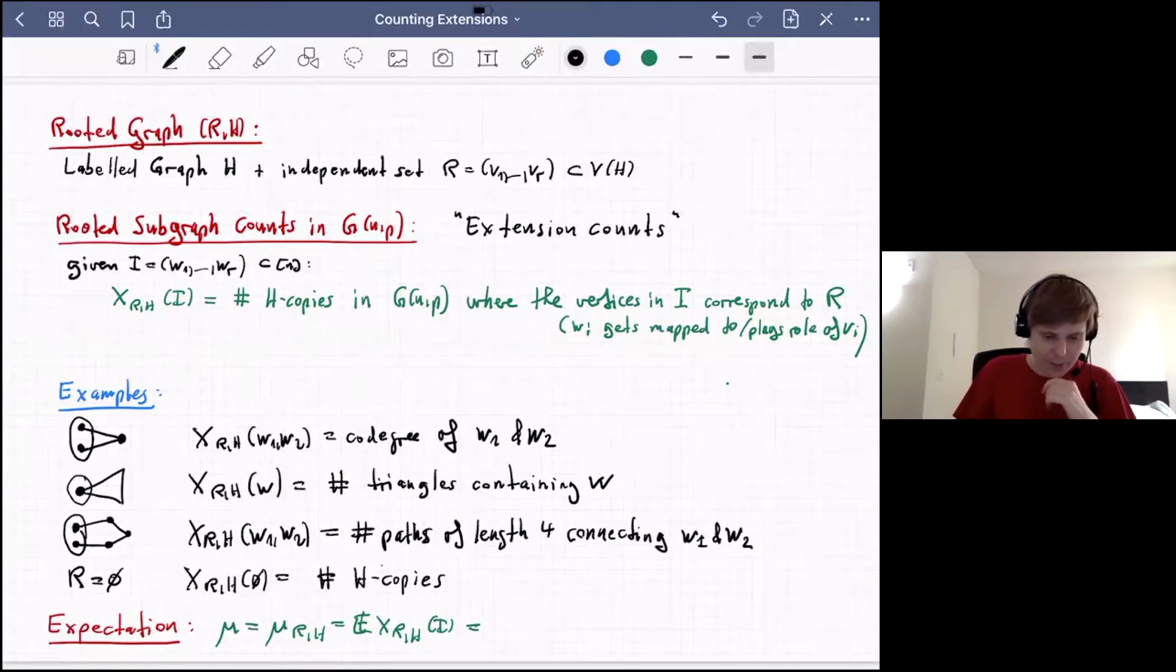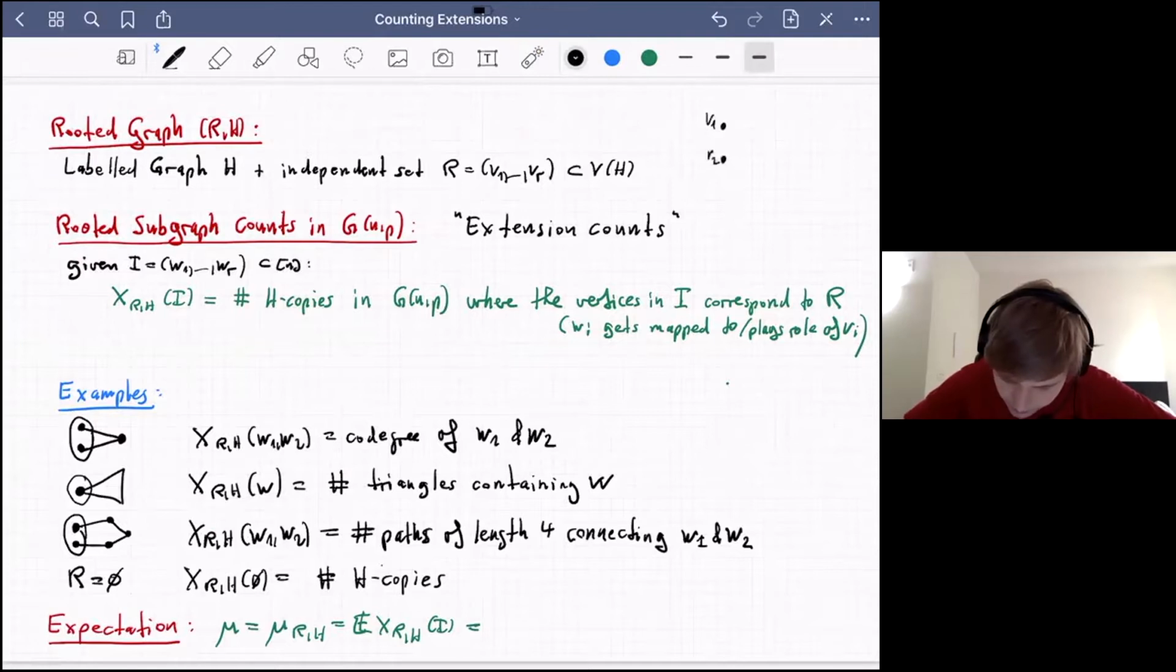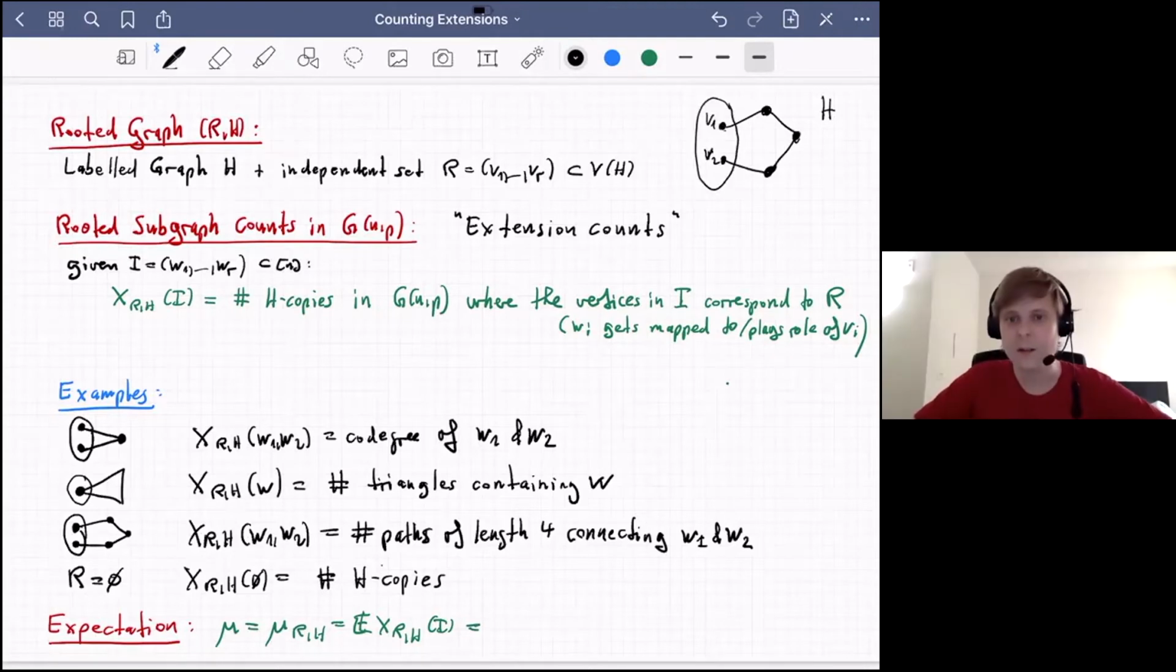So let me say a few words about rooted subgraph counts, or rooted graphs. Let me quickly define this, and let's look at a small example. Here we're going to look at two vertices, v1 and v2, and they will be the root of some graph H, maybe in this case this graph here. The entire thing is the graph H, and I think of these two vertices as the designated root of this graph. In this talk, all roots will always be independent sets.